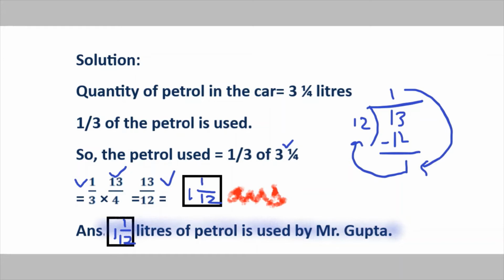13 divided by 12. 12 ones are 12. Remainder is 1. So the fraction is 1 1 by 12. So 1 1 by 12 liters of petrol is used by Mr. Gupta.